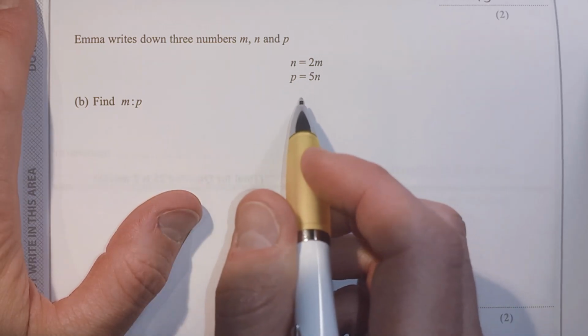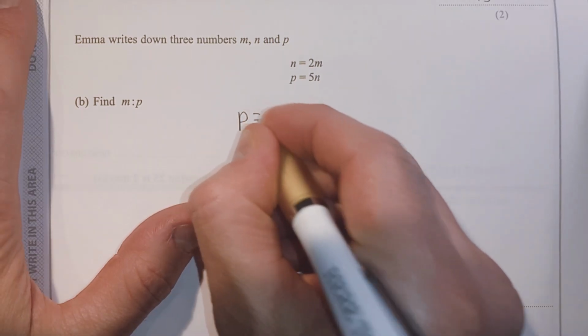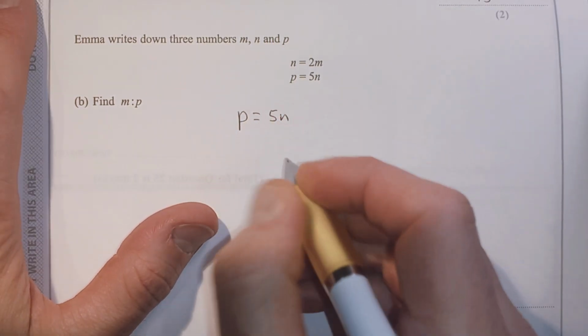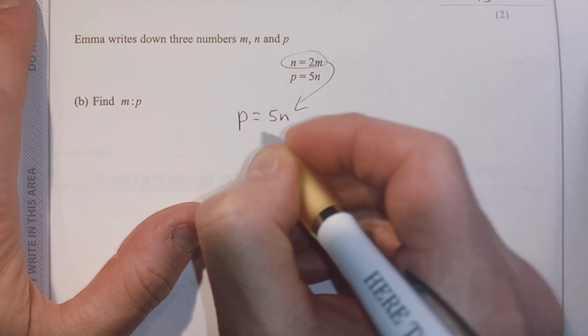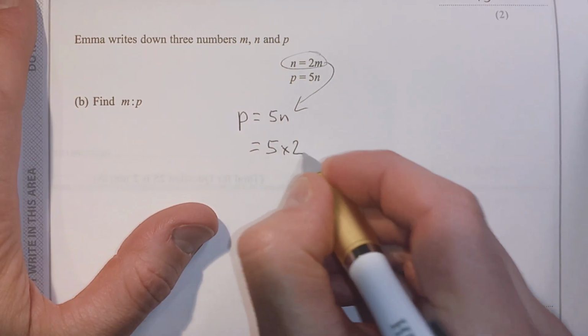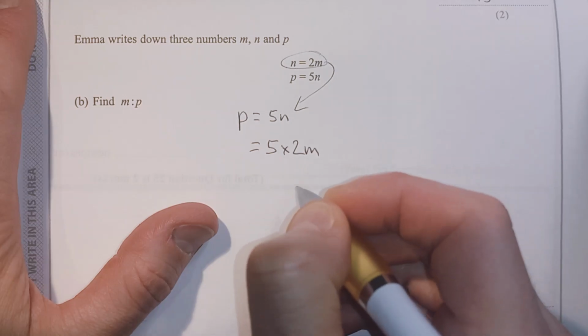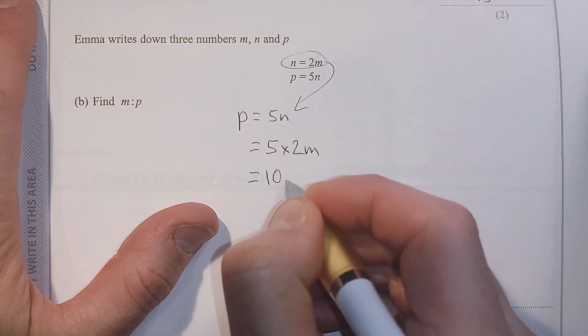Okay, well, we know what N is, so what we can say is, well, if P equals 5N, well, let's substitute this into here. So it's 5 times 2M. 5 times 2 is 10, so it's going to be 10M.